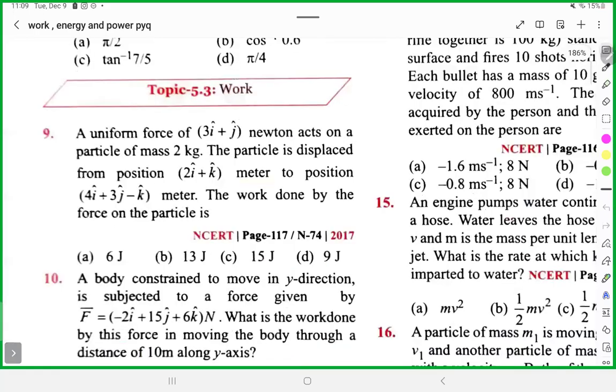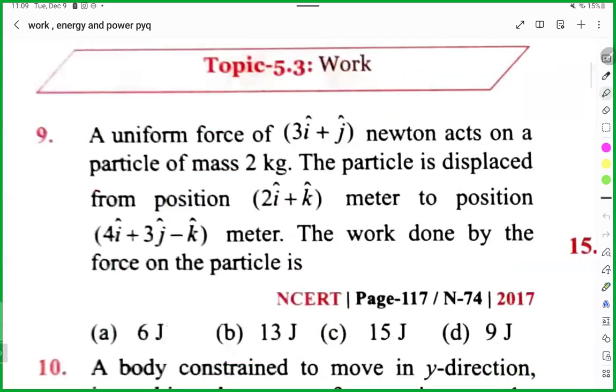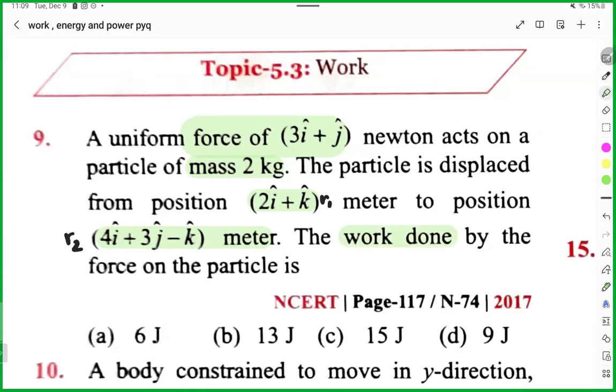Solve this question, all of you. Here we have this force acting on the particle, this mass. The particle is displaced from R1 to R2. So you have the R1 and R2 values. What is the work done by the force on the particle? You have to calculate the total work done in this situation.